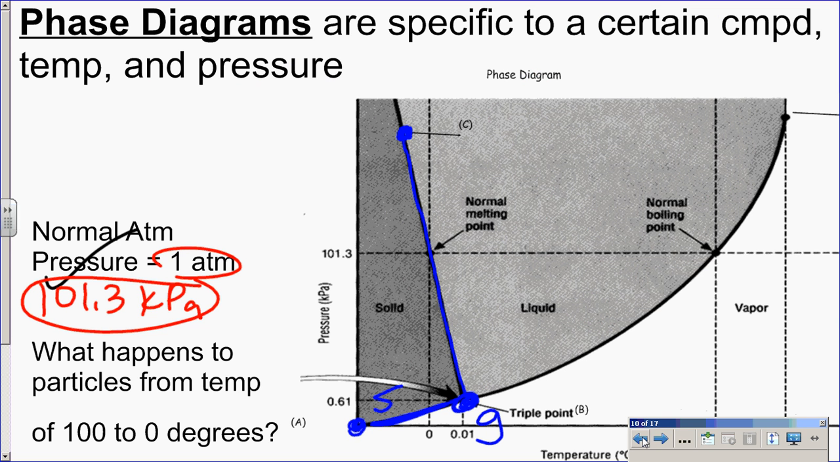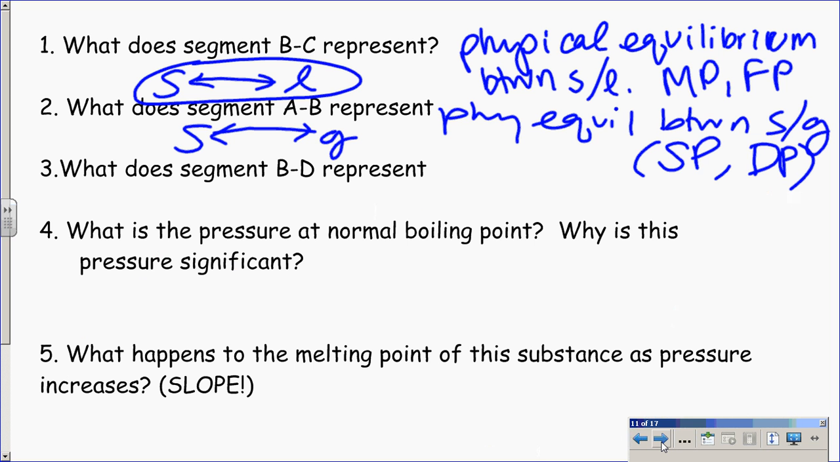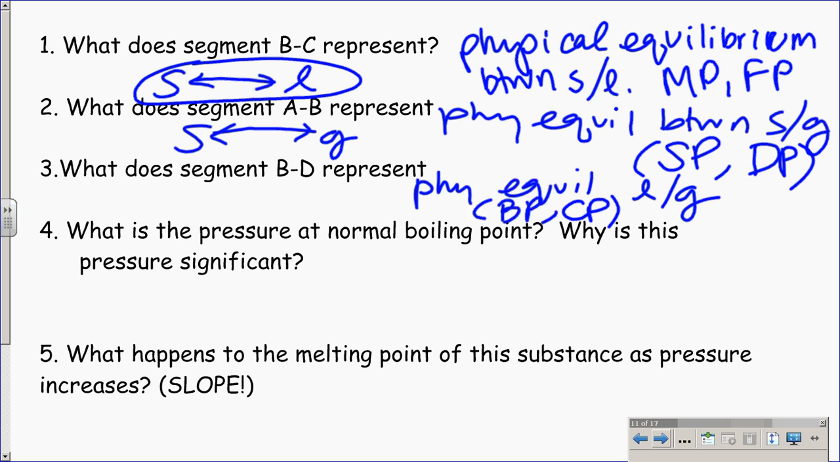Okay, B to D. B is still down here at the triple point. D is up here. This is D. Okay, so what does this one represent? Liquid to gas, so the physical equilibrium between liquid and gas. I'm going to put boiling point, because boiling point and vaporization point for that point is going to be the same. Or condensation point, because you're going backwards. So that's the equilibrium between liquid and gas and back.